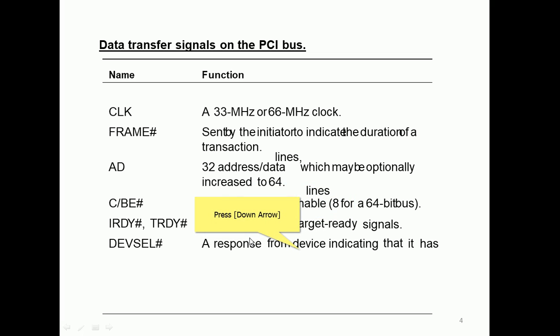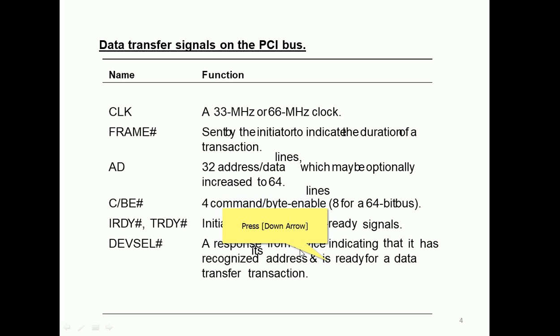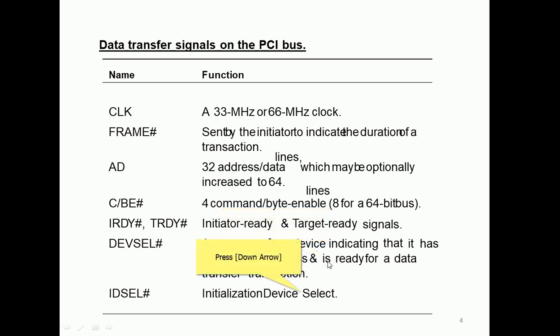So device select is a response from the device indicating that it has recognized the address and is ready for data transfer transactions. The processor on the PCI bus has some address to identify the device selection. With the help of that address, that is 32 bits and so on, it will uniquely identify which device requested the service. So that will be happening. So ready for the data. Then the ID select, that is initialize the device select. Several devices are there, so we need to initialize those devices through the configuration.